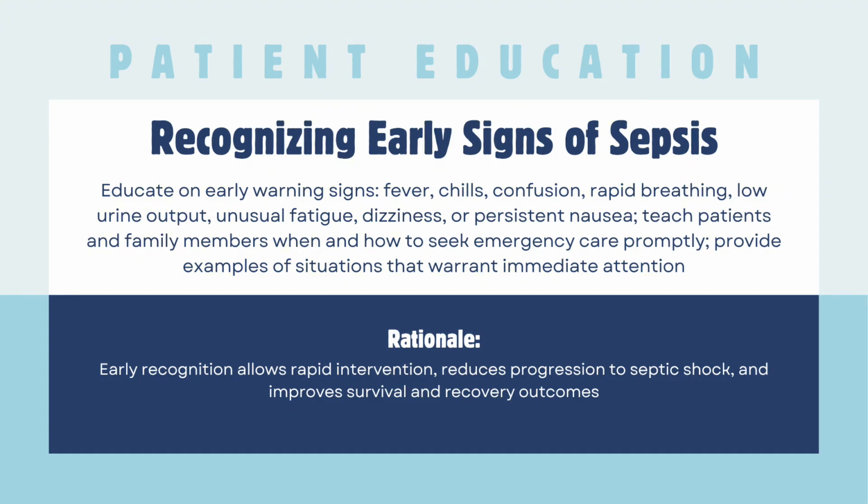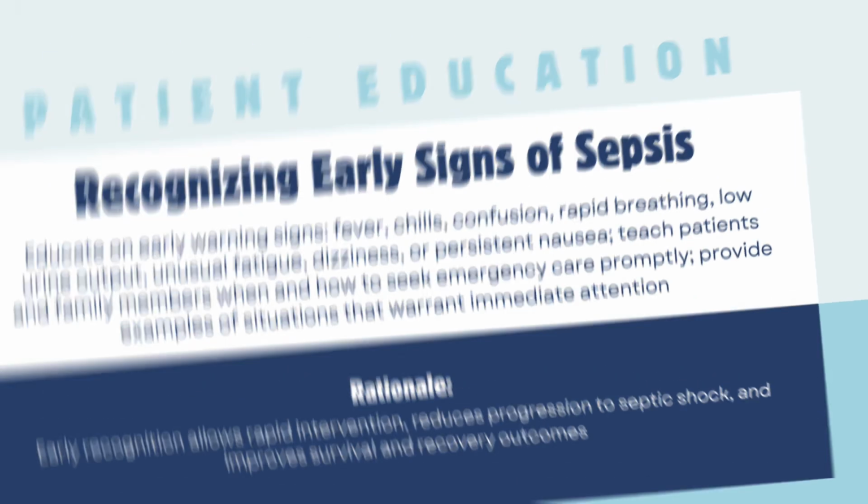The next patient education priority is recognizing the early signs of sepsis. Patients and their families should be taught to watch for warning signs such as fever, chills, confusion, rapid breathing, decreased urine output, unusual fatigue, dizziness, or persistent nausea. They should also understand when and how to seek emergency care, especially if symptoms suddenly worsen or multiple signs occur at once. Early recognition allows for rapid intervention, reduces progression to septic shock, and improves survival and recovery outcomes.